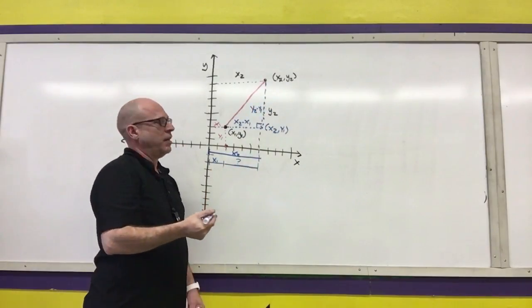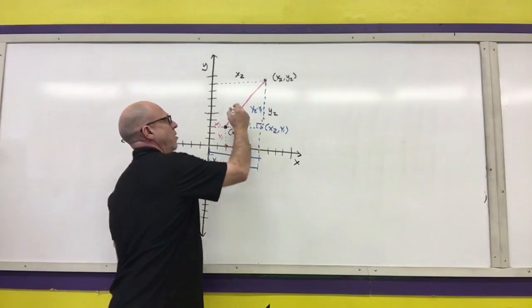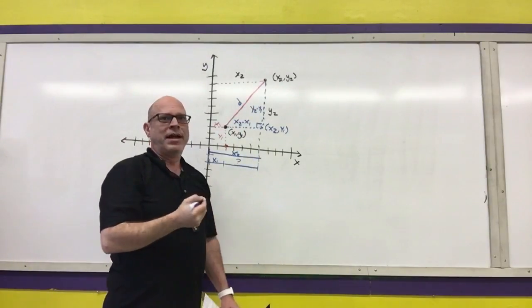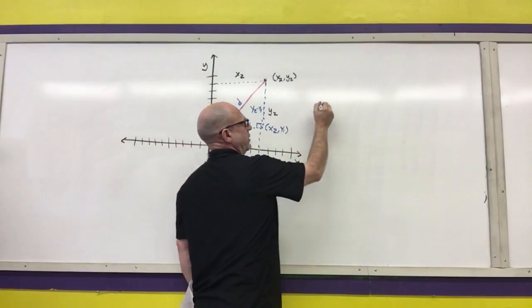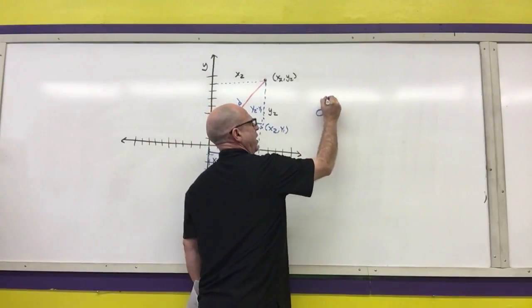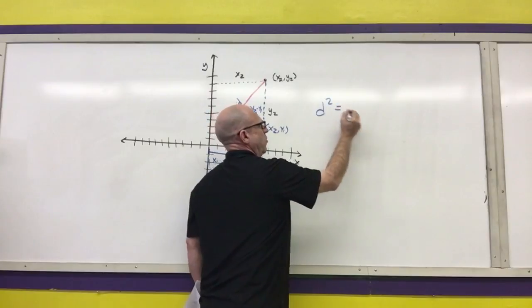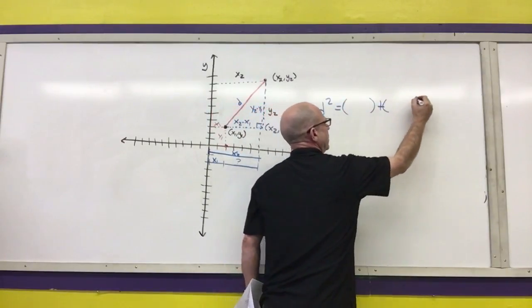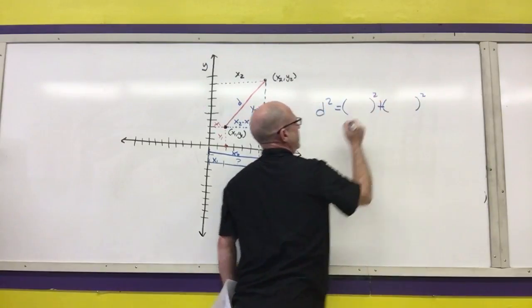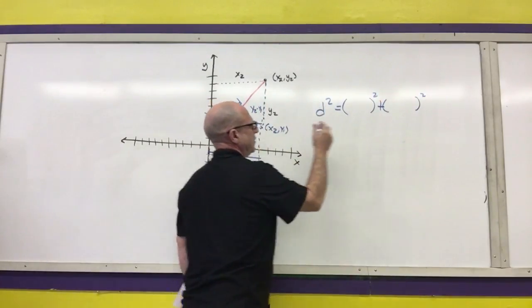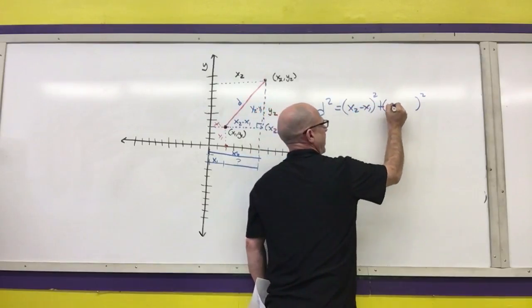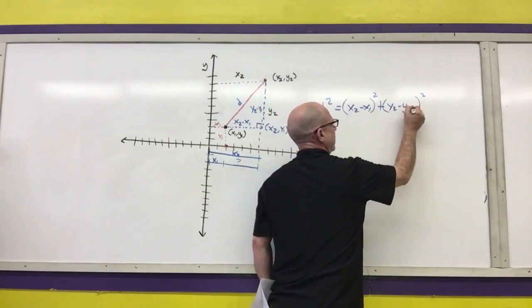So now I'm going to set up the Pythagorean Theorem, and I'm going to call this d for the distance that I want to solve. The Pythagorean Theorem says that the square of the length of the hypotenuse is equal to the sum of the squares of the lengths of the 2 legs. The length of one of my legs is x2 minus x1. The length of my other leg is y2 minus y1.